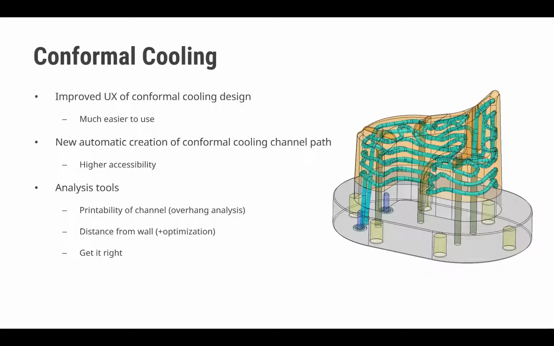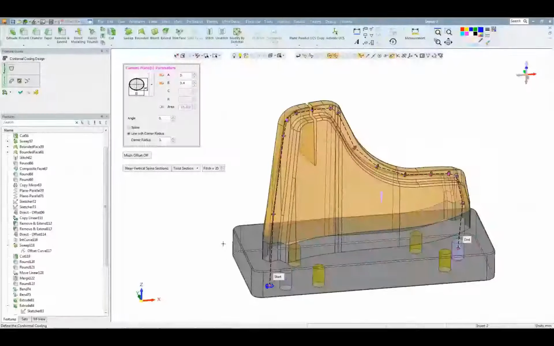printability of channels. So this is obviously tying into the 3D printing of metal inserts with regards to the overhang limits of metal printing. Distance from walls is also a new analysis type where we are able to more effectively design the cooling channels for those kind of tight areas close to the walls, maximizing the efficiency of the cooling, which ultimately leads to getting it right first time.